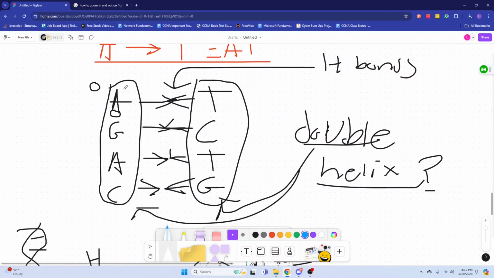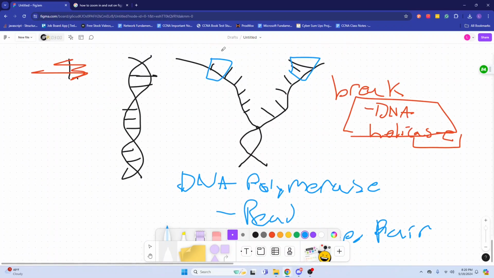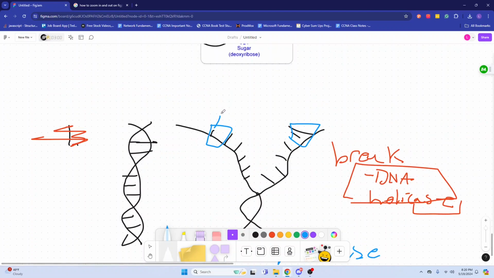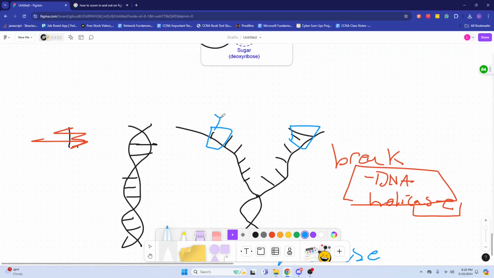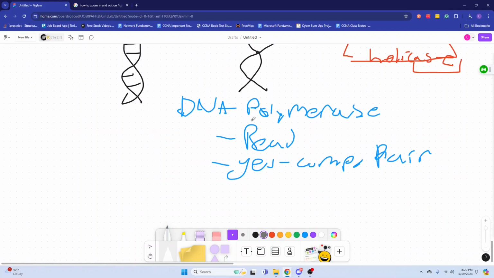So if we have an A on one side, we know what other base pair to get to complete this. So if this is an A, we're going to get a T over here. And so this is a thymine nitrogenous base. And then this is the second part. This right here is a nucleotide. This is the complement nucleotide that's gotten by DNA polymerase.